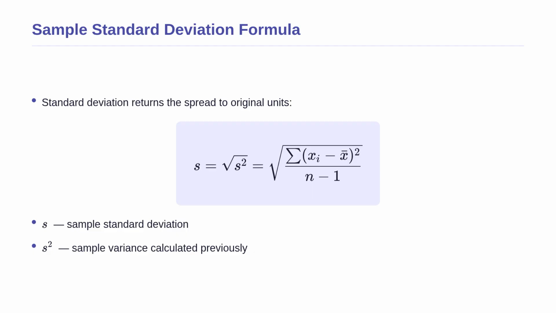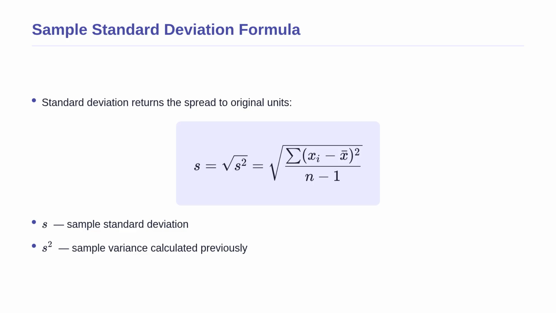Having calculated the sample variance, we can now find the standard deviation. Conceptually, this step reverses the squaring process that happened earlier in the numerator. In this final equation, S represents the sample standard deviation. We simply take the square root of the sample variance, S squared.